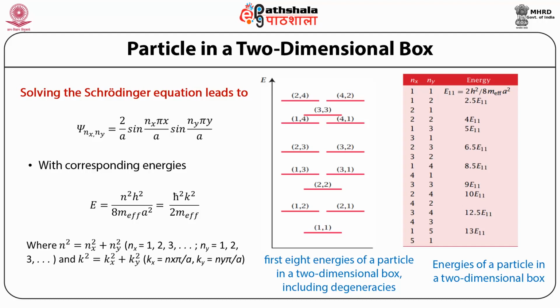A list of the first 10 energies of the particle is shown in the figure. It illustrates the first 8 energy levels with their degeneracies.